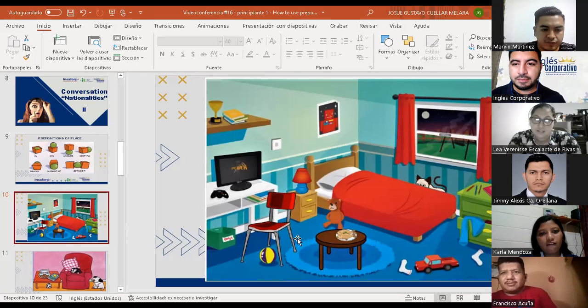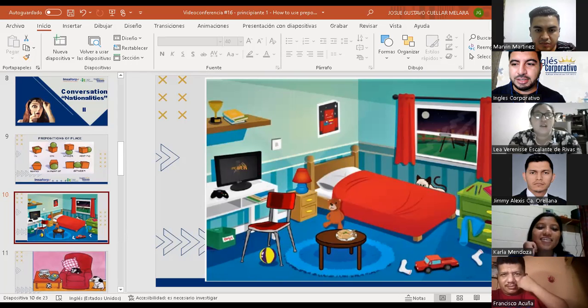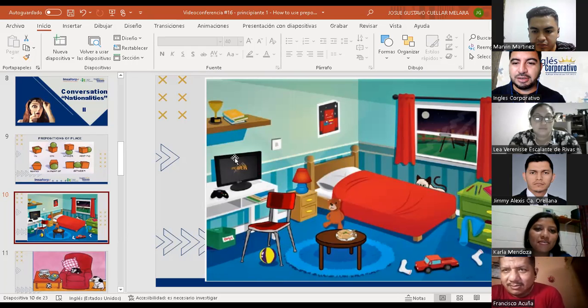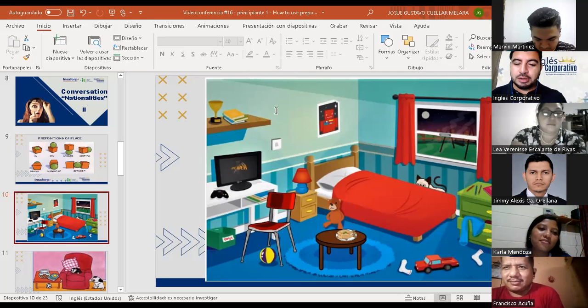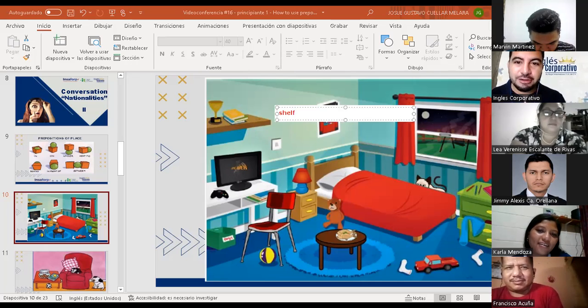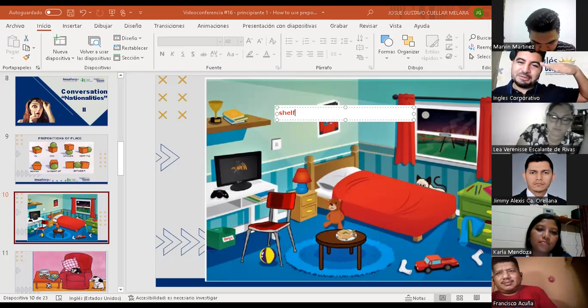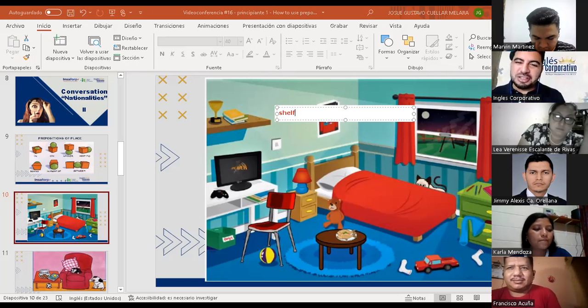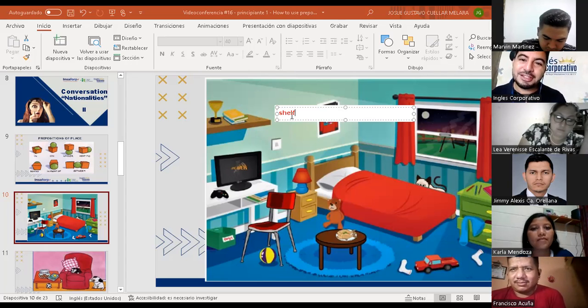The books is on the computer? On the computer. Arriba de la computadora. Ah, estos. Ok. Aunque aquí en lugar de next to sería shelf. Shelf significa estante. Shelf son los estantes que normalmente ponemos, las repisas. Entonces decimos the books are on the shelf. Shelf. Ok. Yeah, perfect. Very nice.